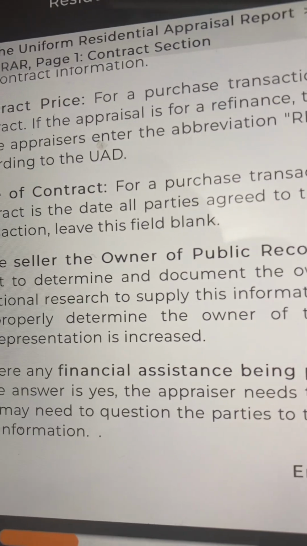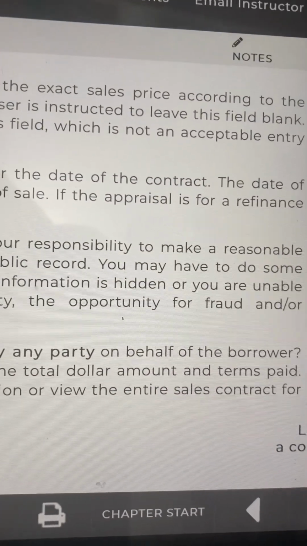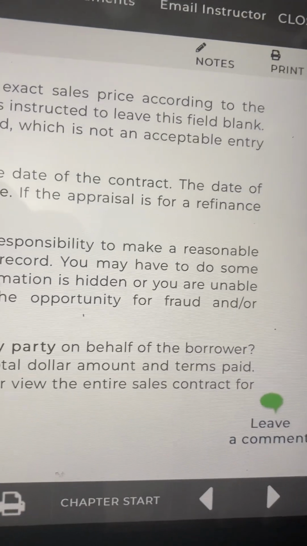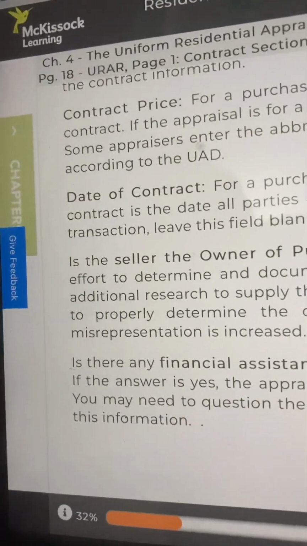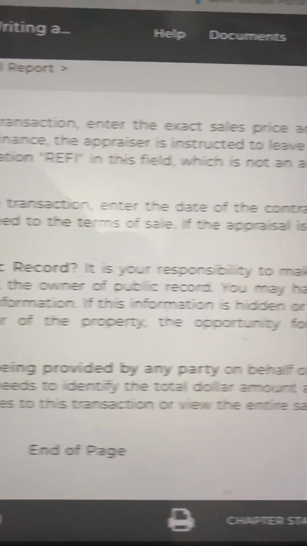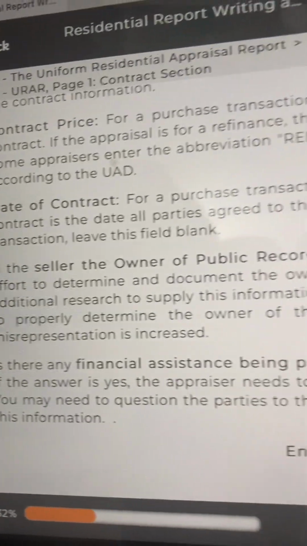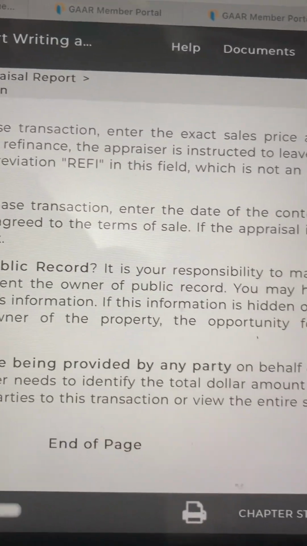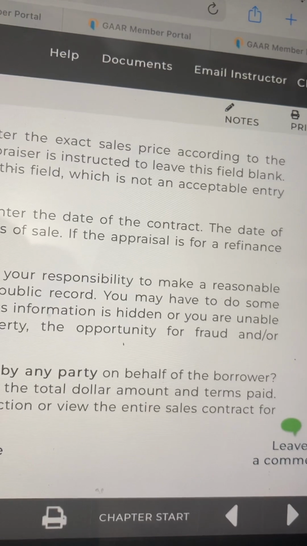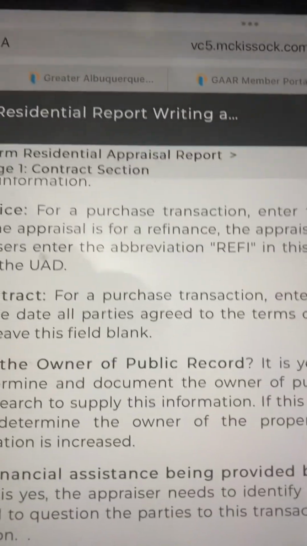Is there any financial assistance being provided by any party? That's highlighted. On behalf of the borrower, if the answer is yes, the appraiser needs to identify the total dollar amount and terms paid. You may need to question the parties to this transaction or view the entire sales contract for this information. End of page.